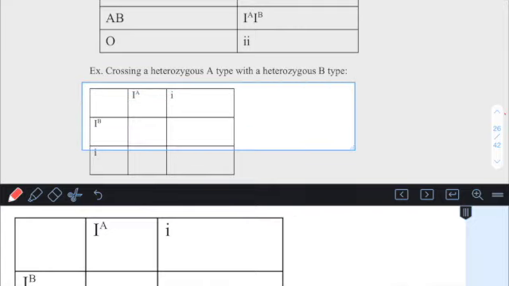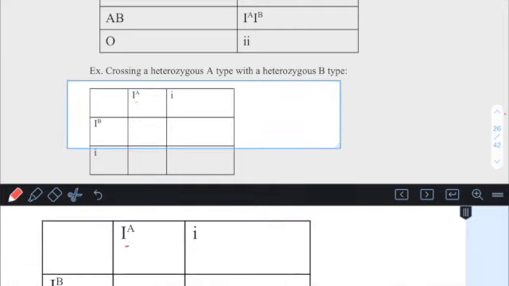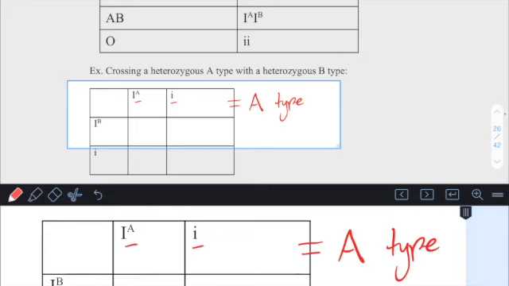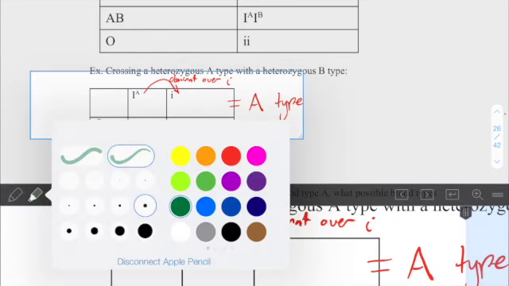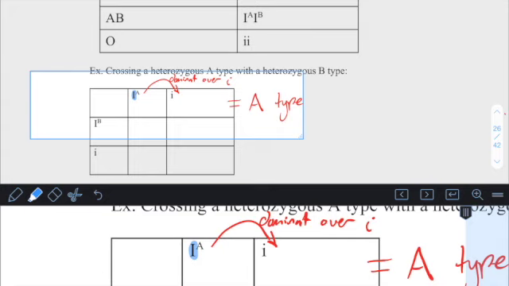All right, so let's look at the cross. Here we have a parent that has IAI, so that means that this parent has which type of blood? A type blood. We remember that the A type is dominant. You can see how they've tried to indicate this with the way that they've labeled things. So notice that they've labeled things with the capital I, lowercase i, to show that the A type blood is dominant over the little i.